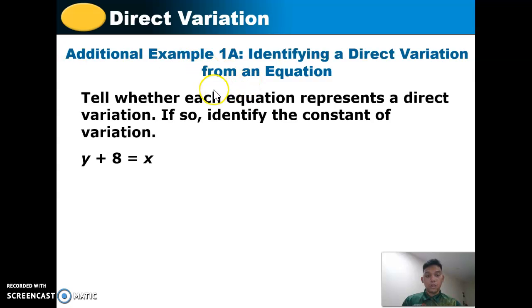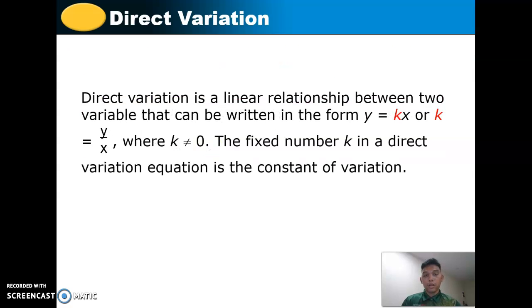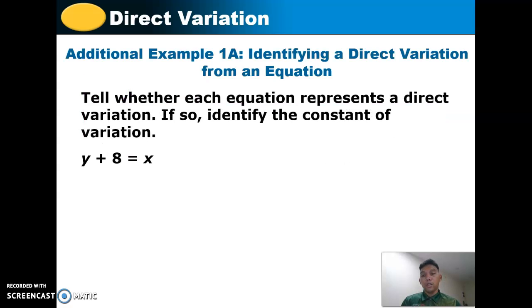Right, so let's go ahead to examples. First is how to identify if an equation is a direct variation. Tell whether each equation represents a direct variation. If so, identify the constant of variation. Just remember the formula for the direct variation: y equal to kx or k equal to y over x. The given is y plus 8 equal to x. Question, is it a direct variation? We'll see.